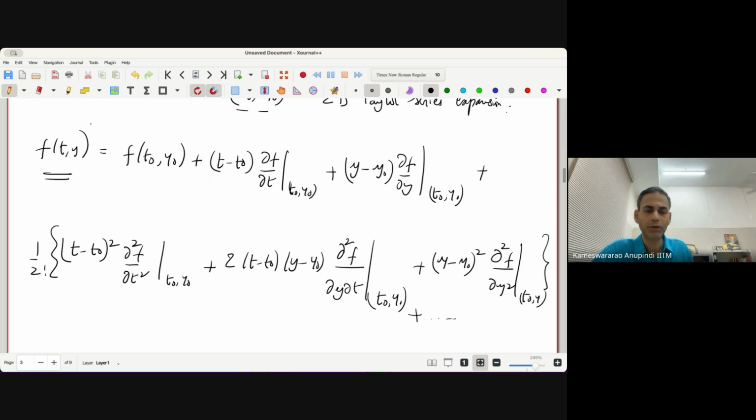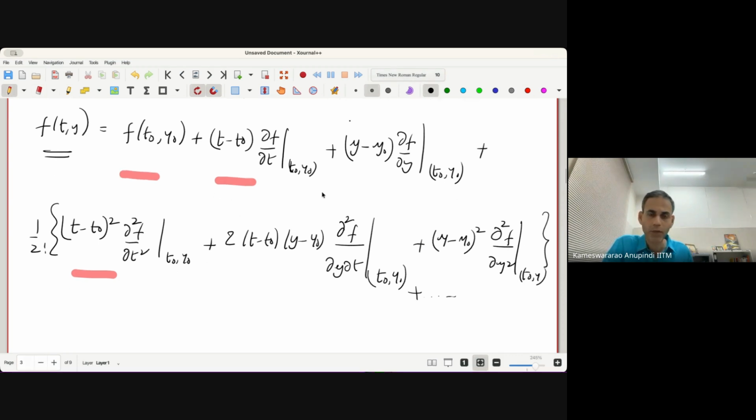So this is straightforward. If it was only an expansion about one single term, that is about t0, we would have only had these terms, right? We would have only had this term, this term, this term, and so on. But because now it is a two-dimensional expansion about both t0 and y0, we have these remaining terms that are there. Okay, fine.